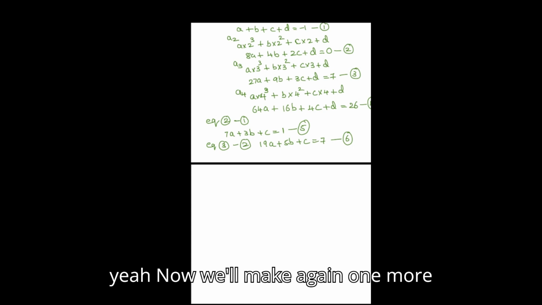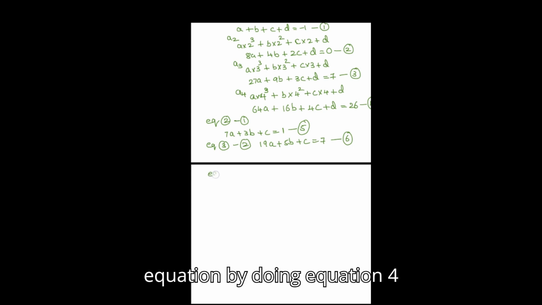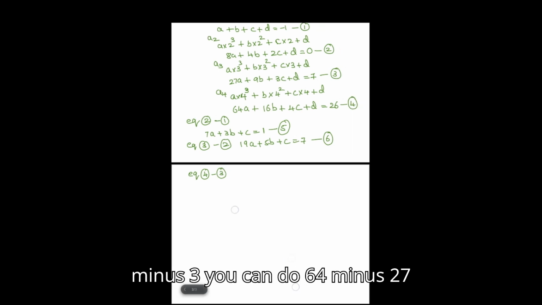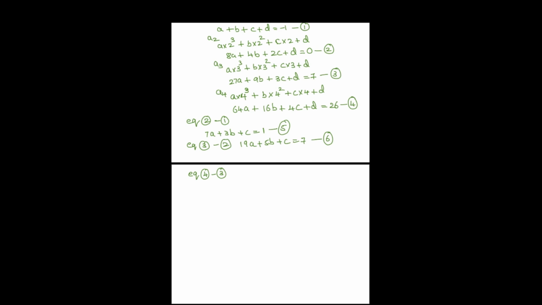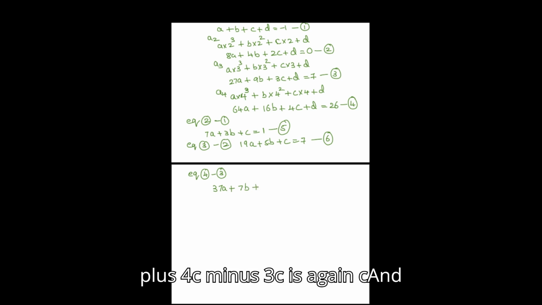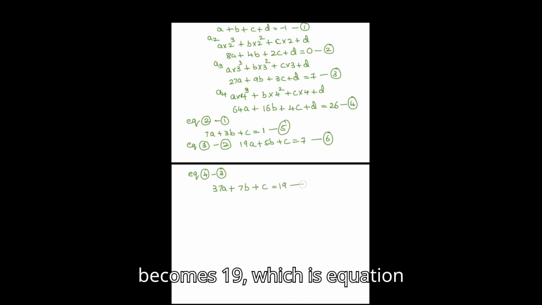Now we'll make one more equation by doing equation 4 minus 3. On equation 4 minus 3, you can do 64 minus 27, which is 37a, plus 16b minus 9b is 7b, plus 4c minus 3c is again c, and d minus d got cancelled. 26 minus 7 becomes 19, which is equation 7.